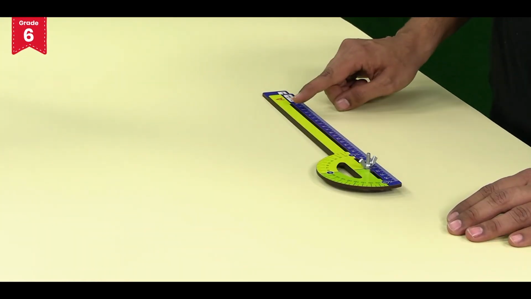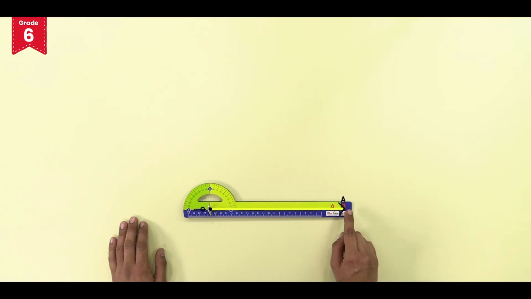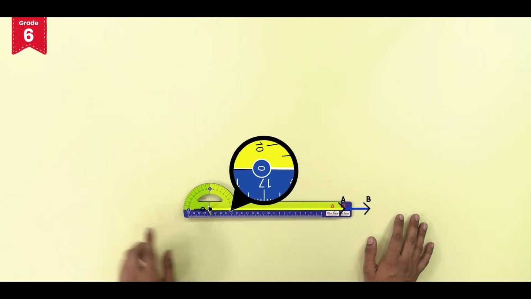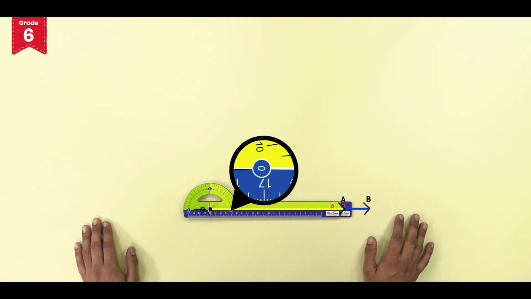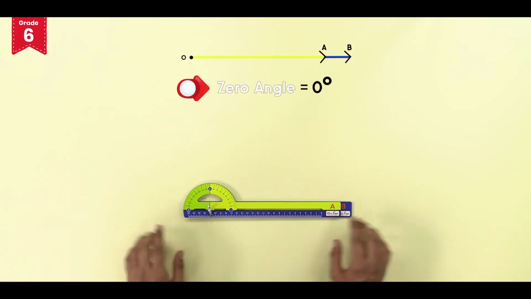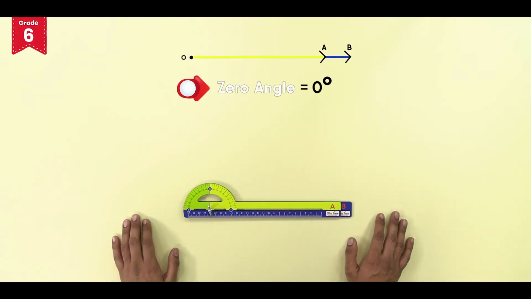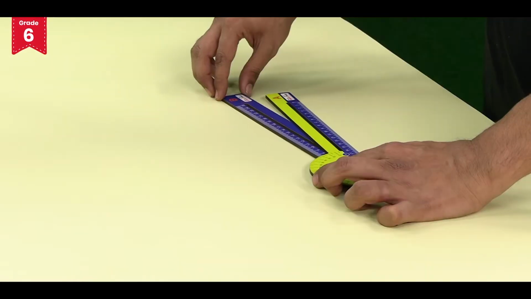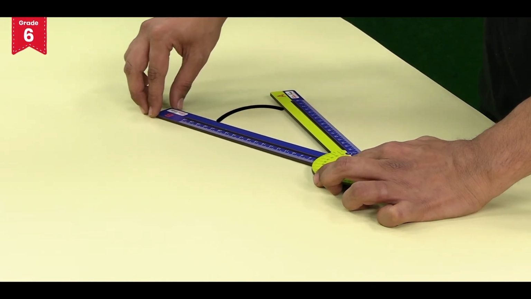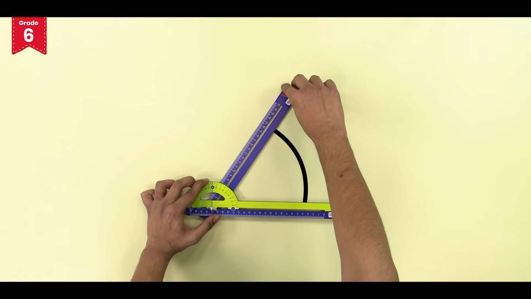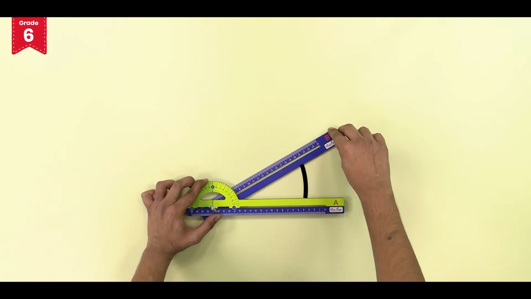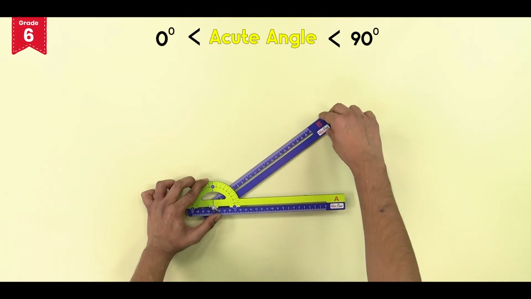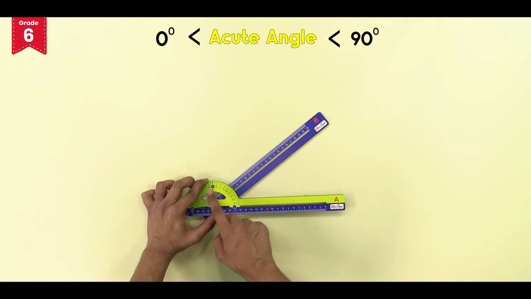When the slits of both the measuring tools A and B overlap each other and are aligned with the 0 degree mark represented by the white line on the measuring tool A, this denotes a zero angle. The measure of a zero angle is exactly equal to 0 degrees. When the measuring tool B is under the yellow section of the measuring tool A, it denotes an acute angle. The measure of an acute angle is between 0 degrees and 90 degrees.